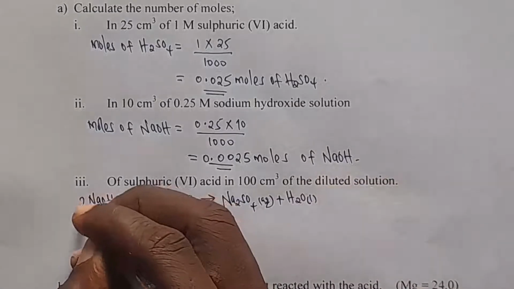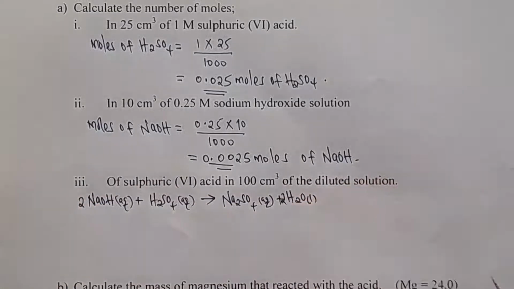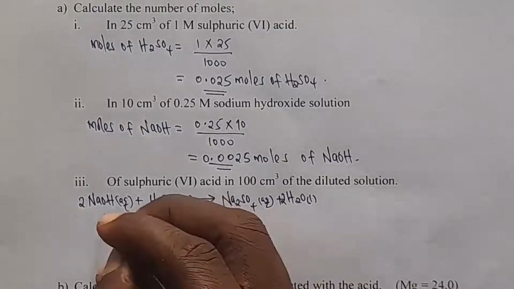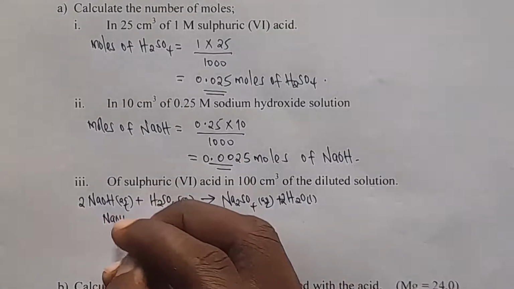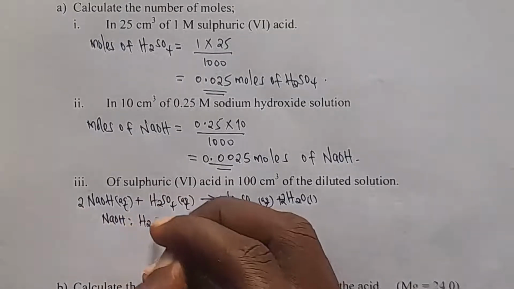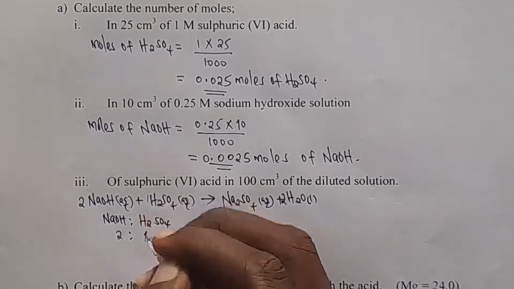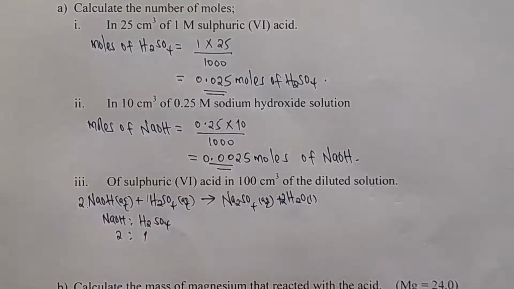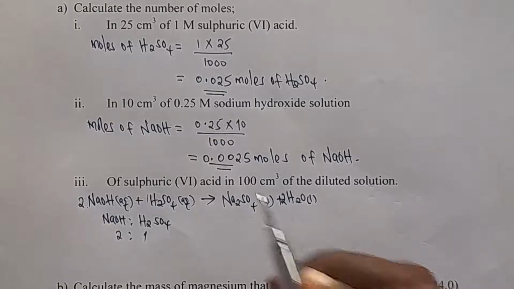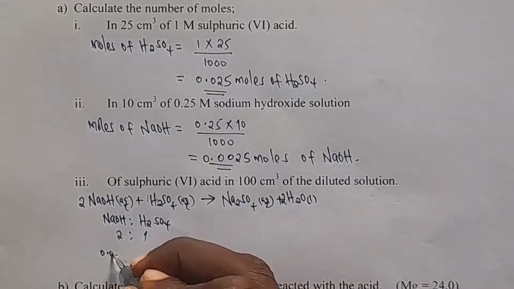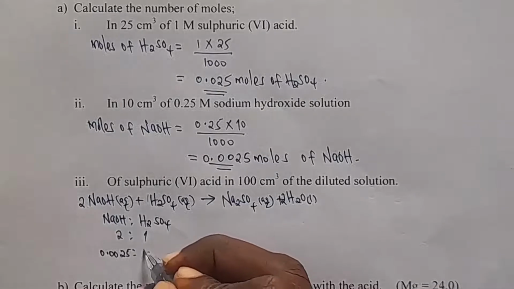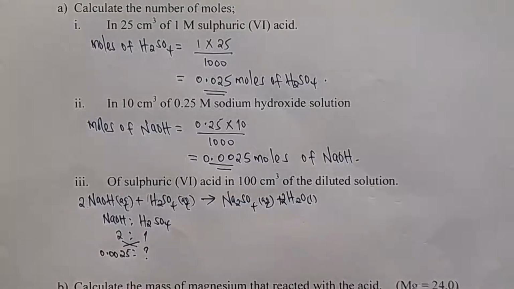To balance the equation, we have to put 2 there and we have to put 2 there. So let us get the mole ratio between sodium hydroxide and sulfuric acid. It is 2:1. There's 2 here, there's 1 hidden there. So we know the number of moles of the sodium hydroxide. It is 0.0025.